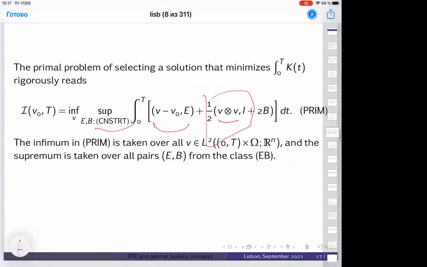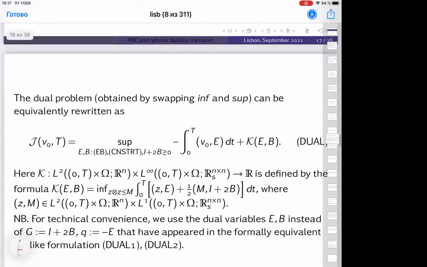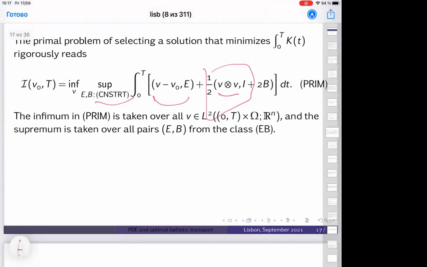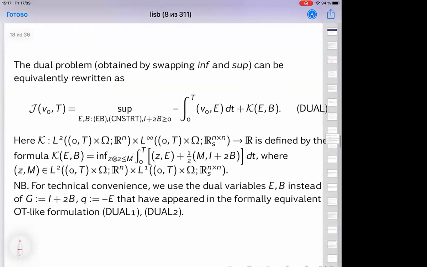And then you just swap sup and inf, and you get something like this. When you swap sup and inf, then you can calculate what the inf is actually. You get rid of the inf because you can calculate it explicitly, and at the end you get some kind of dual problem like this. But what is good with this problem is that this is a linear term and this is a kind of concave term. Because it's sup, it should be concave to be good, right? So you can solve it.